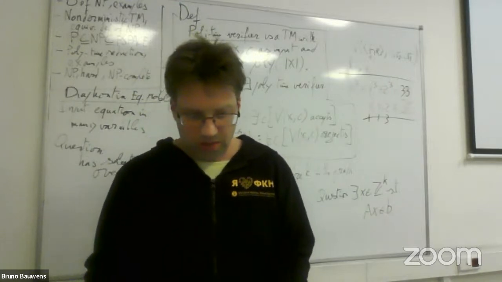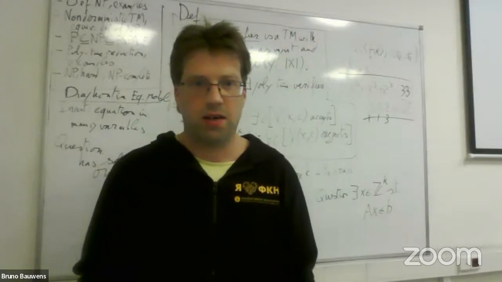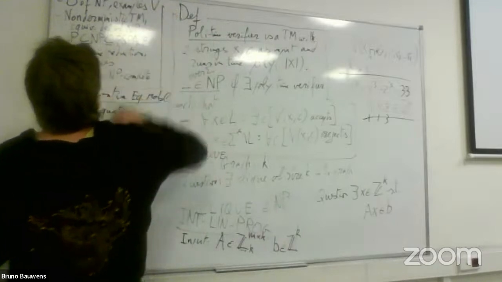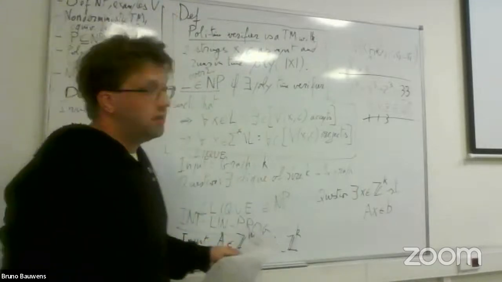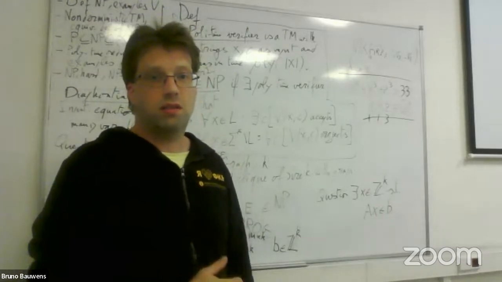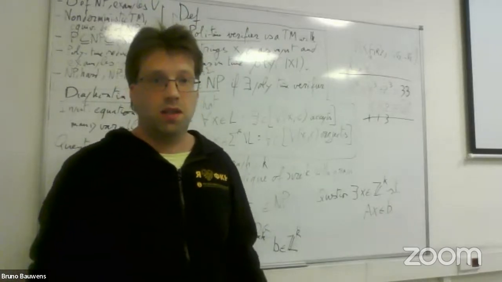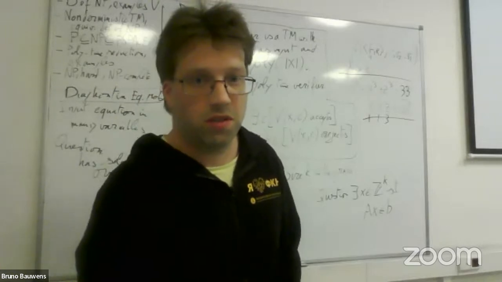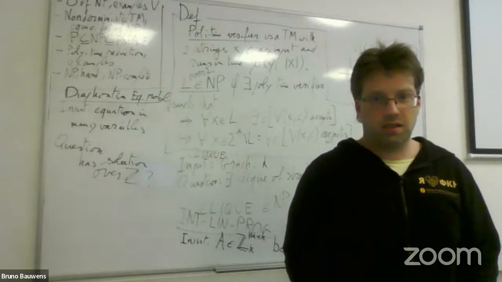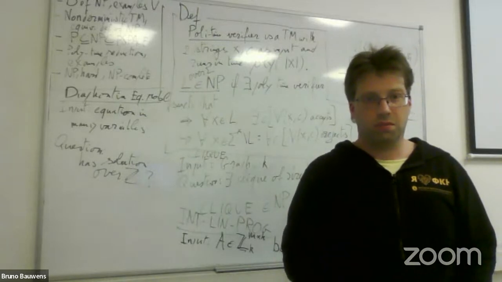Okay, then we are finished with this part. So I've explained this. Now, NP stands for non-deterministic polynomial time. This name comes from another computational model, called non-deterministic Turing machines.